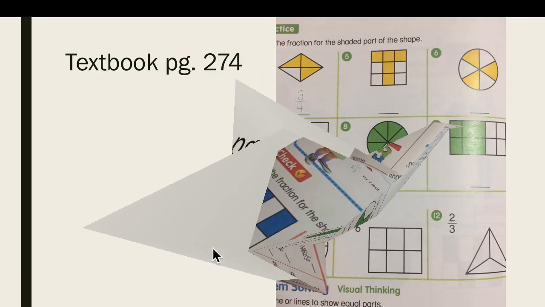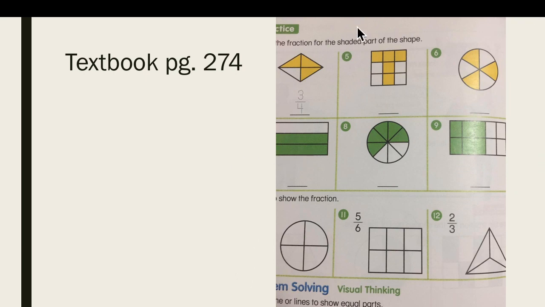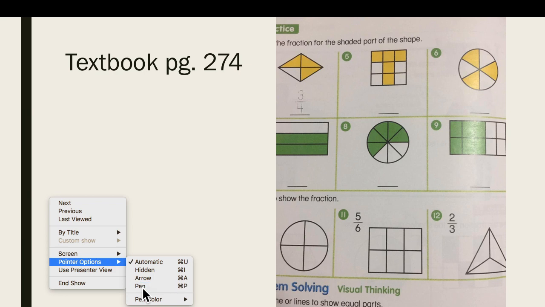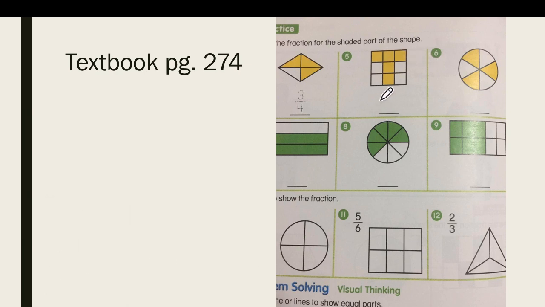Let's go to the next page, please. Page 274. I would like you to solve this page alone. If you need time, you can pause the video and then I will give you the answers. Okay, I'm ready to give you the answers. Let's first draw the line and count. How many parts are shaded? 5. How many parts are there in all? 9. Did you get this fraction? 5 out of 9 or 5/9?